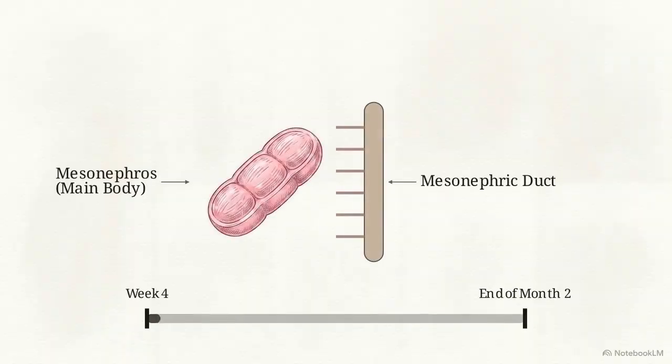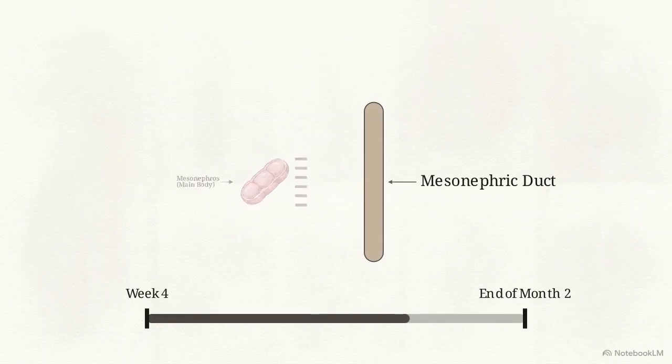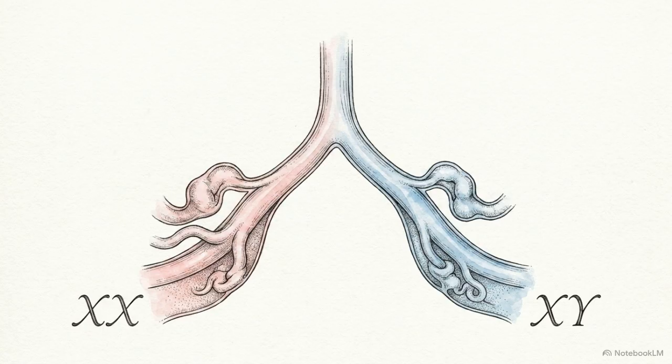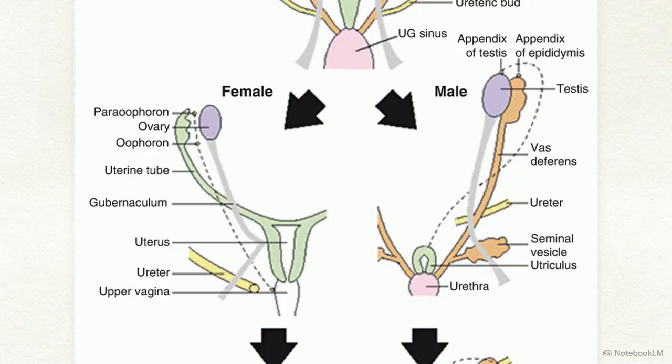By the end of the 2nd month, the main body of the mesonephros disappears. As the highlight indicates, the blue mesonephric duct is preserved due to its critical proximity to the developing gonads. The ultimate fate of this duct depends entirely on the embryo's chromosomal sex. In the female developmental pathway shown on the left, the mesonephric duct largely degenerates, leaving behind only minor remnants.